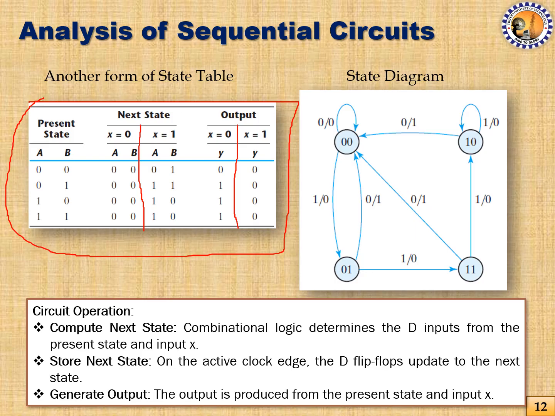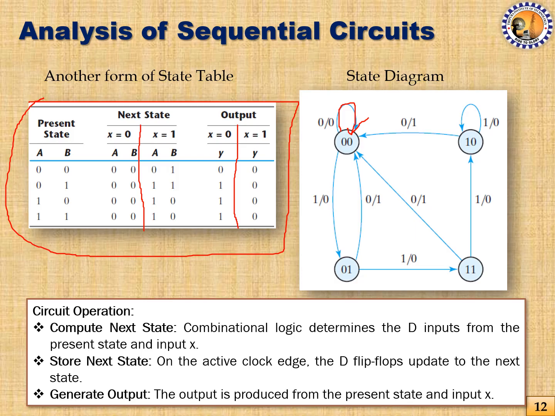And thereafter, from this table or from the previous table, we can draw the state diagram. Here we can see that, first of all, our present state is 0, 0, which is represented over here by this state. If our input is 0, it will remain in the same state, the 0, 0 state. During that time, the input is 0 and the output is also 0.